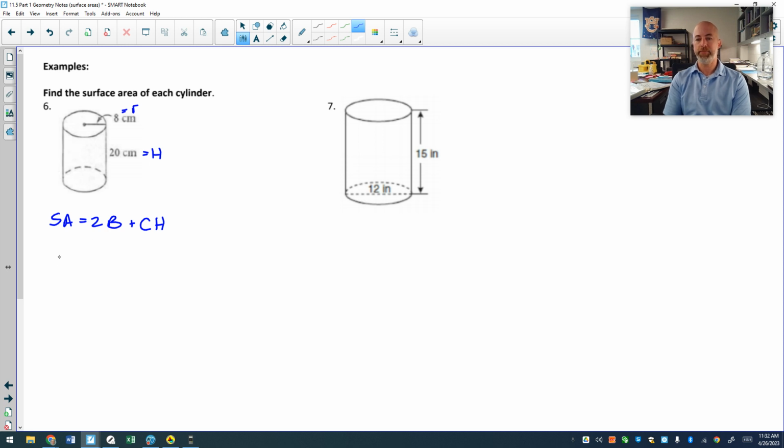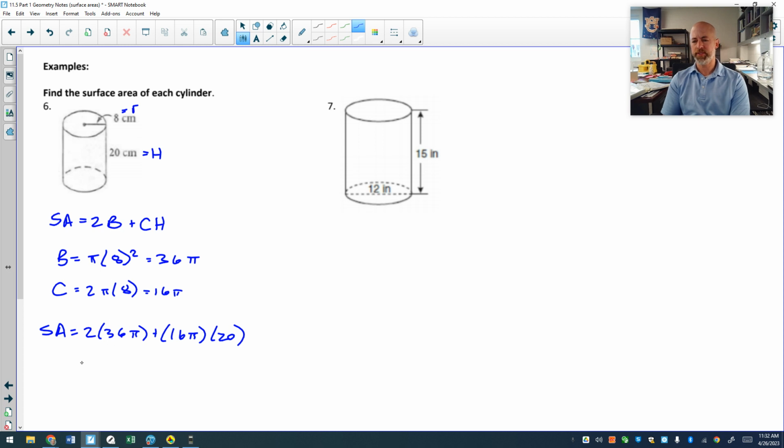And so the area of that base would be pi 8 squared. That's 36 pi. The circumference of the base is 2 pi times 8, which is 16 pi. And now I can just throw all of that in. Surface area is 2 times 36 pi plus circumference, 16 pi times 20. We'll see that's 320 plus 72 is 392 pi. Am I right? Cheating again. No, I'm not. What did I do wrong this time? Did I just do that wrong in my head?